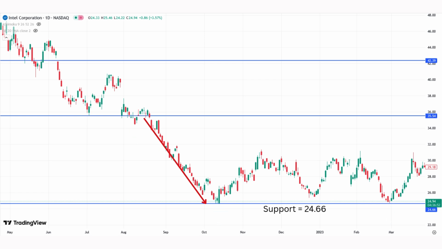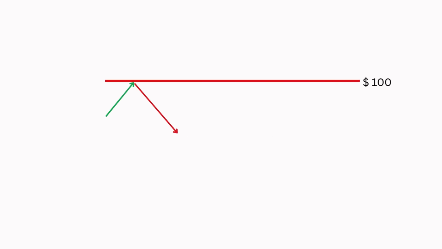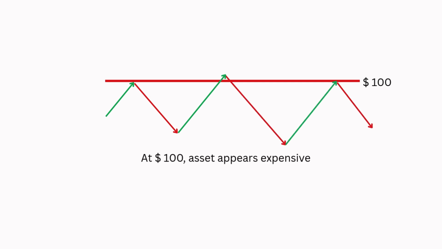What happens to the support level that was broken? It becomes a resistance, which we will go into now. Resistance is like the ceiling. It is a level around which it's difficult for price to rise further. Why? Because around that level, the asset appears expensive, so there are more sellers than buyers. When there are more sellers than buyers, the price cannot go much higher and usually declines.